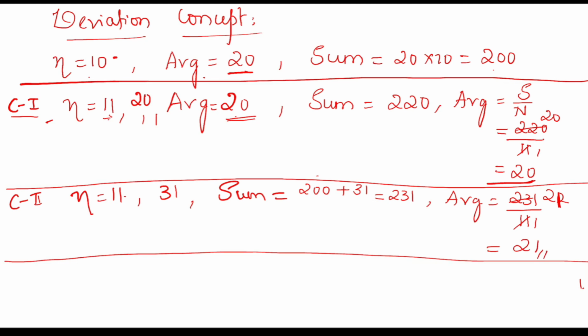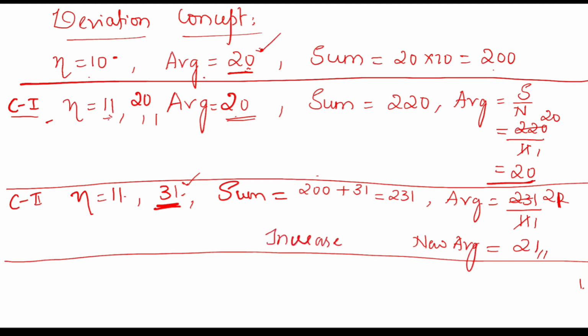Okay. See now, the new child brought 31 sweets with him. This means this number is greater than the old average. The old average was 20, isn't it? So the new child is bringing 31 sweets with him, and 31 is greater than 20. When the new person has a value greater than the old average, then the new average will always increase.